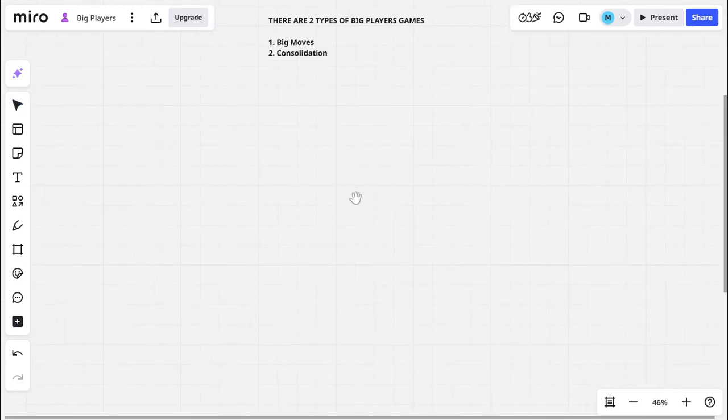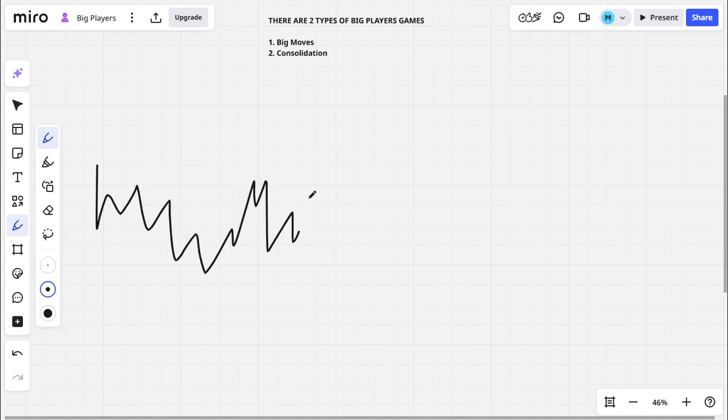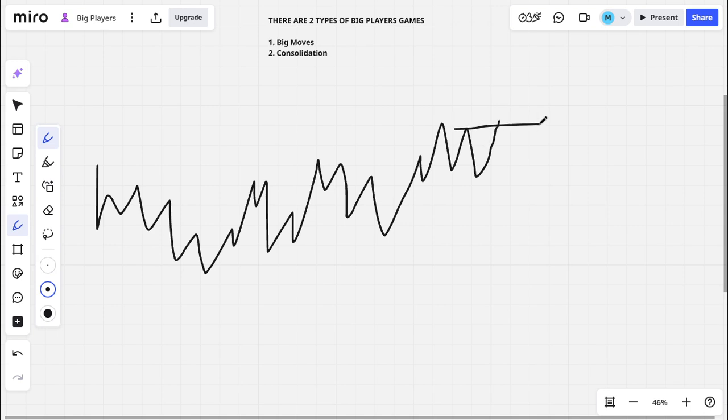There are two types of games which the big players play, and the first of them is the big moves. So let's go with a revision of the big moves. We see that the market had a breakout. The big players are sitting from here. From the swing low they have their orders. Retailers are buying on dips.